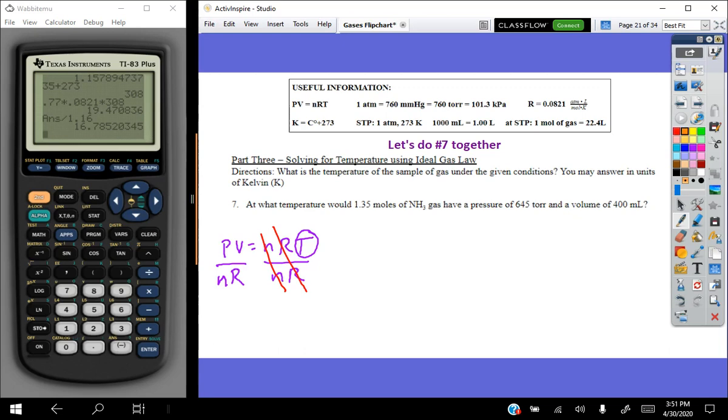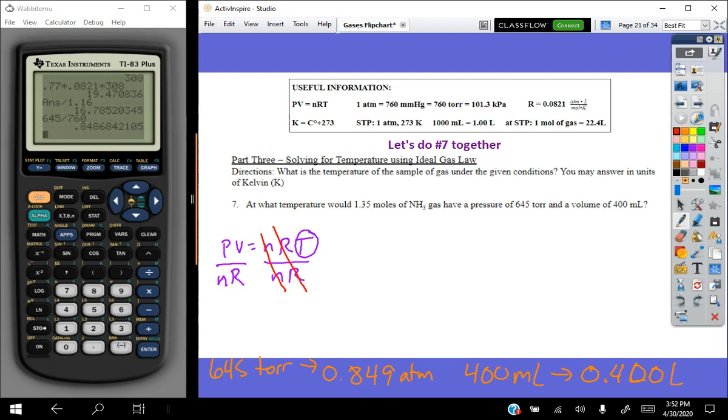All right, let's check out our values and see what we need to convert. We need to convert 645 torr to atmospheres. So we have 0.849 atmospheres for that. We also have 400 ml that needs to go to liters. If you divide that by 1,000, we get 0.400 liters. And then we've got moles. Everything else is good. Notice that our answer will be given to us in Kelvin, so we won't need to do any extra temperature conversions here.